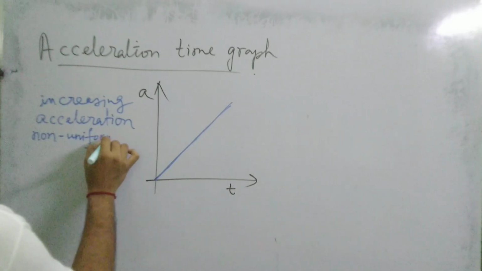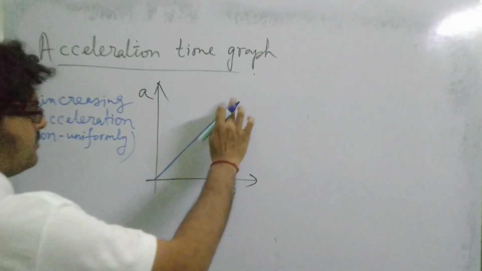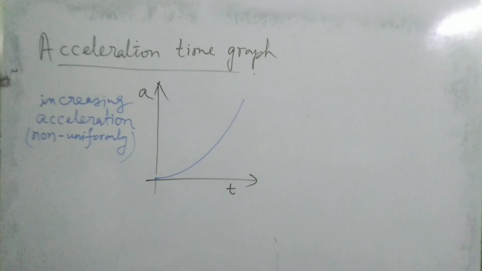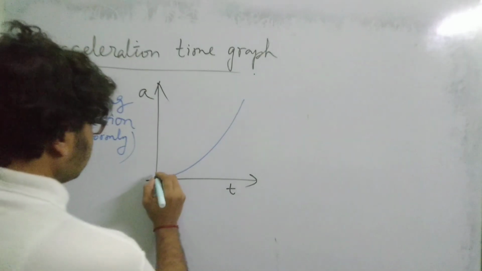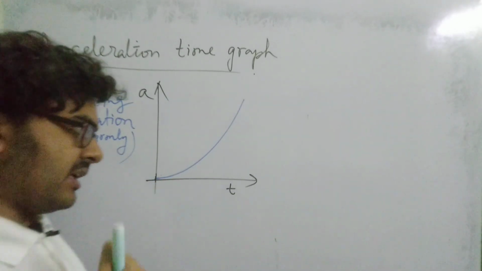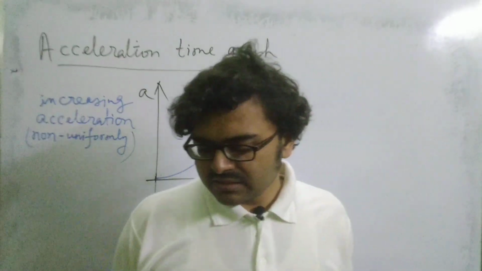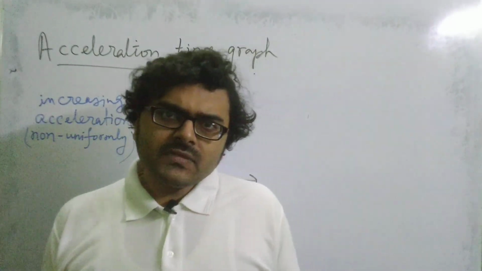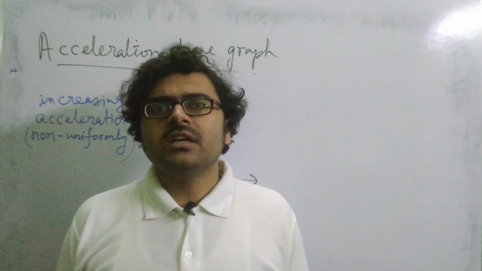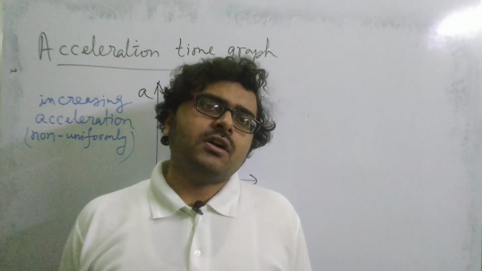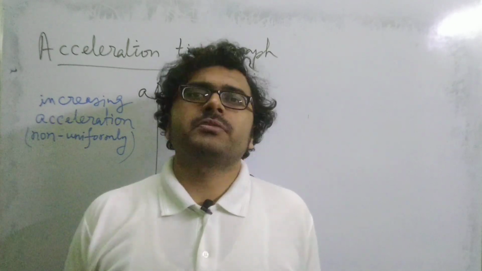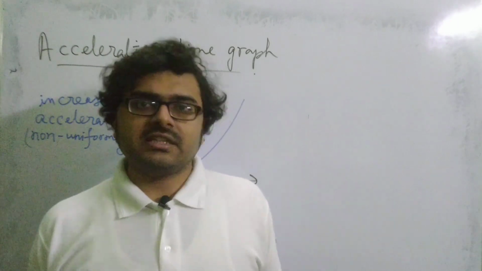I think you are able to guess what happens. The graph would be something like this. It goes on increasing, but with increasing time, the rate of increase also becomes more. So definitely it will be something like this. For this kind of acceleration time graph, the velocity time graph can also be predicted, but I will leave that question for you to think about, what could be the possible shape of the curve for the velocity time graph in such cases.